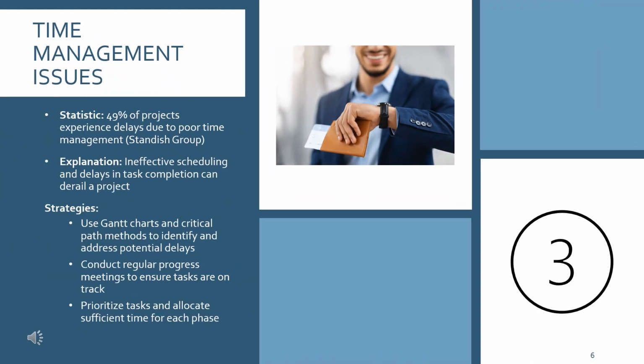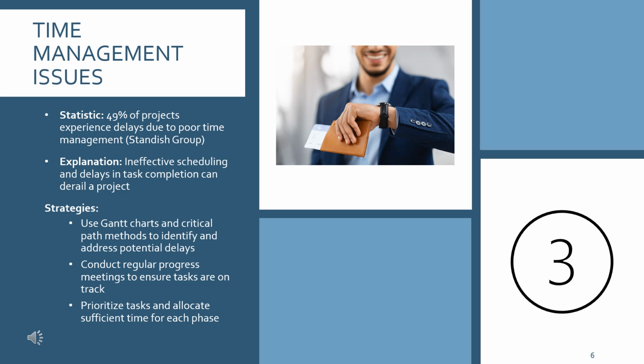Time management is a critical factor in the success or failure of a project. Poor time management can lead to significant delays, missed deadlines, and ultimately, project failure. Projects often suffer when tasks are not properly scheduled, or when progress is not monitored closely enough, resulting in extended timelines that can disrupt the entire project. These delays not only cause frustration among stakeholders, but can also lead to increased costs and reduced quality of deliverables.